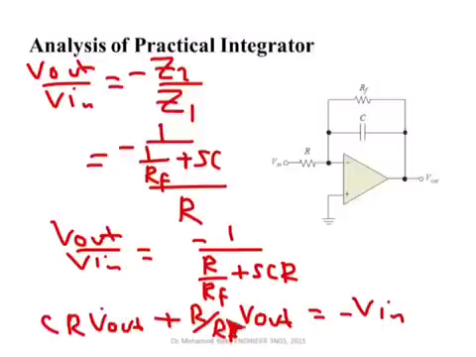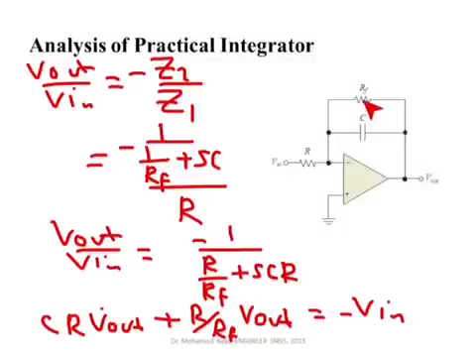If this term is not there, then V out dot is equal to minus Vn, or V out is simply the integral of Vn. But this is why, if I select RF to be way bigger than R, then R over RF will be a very small number, then this term will be negligible relative to this one, and then it's essentially an integrator. And this is what we do.